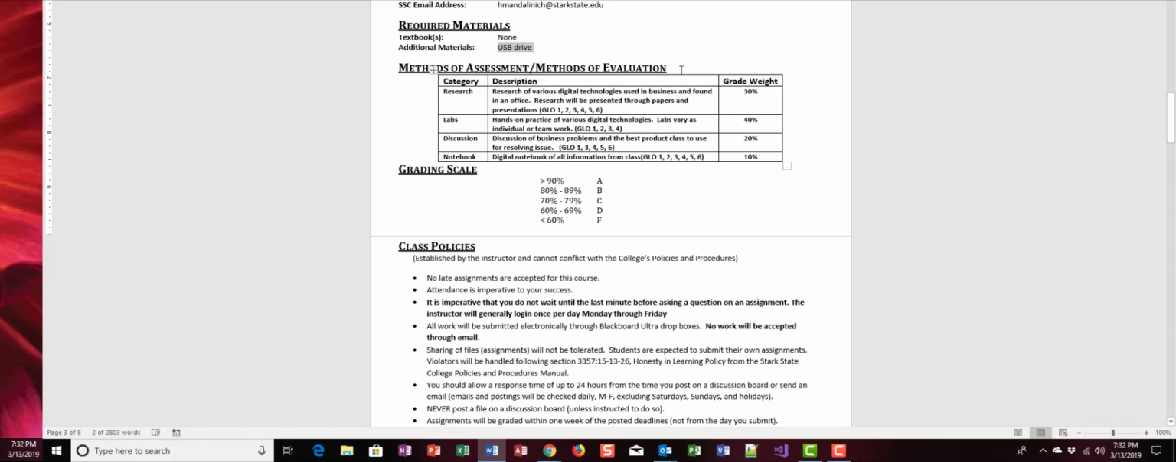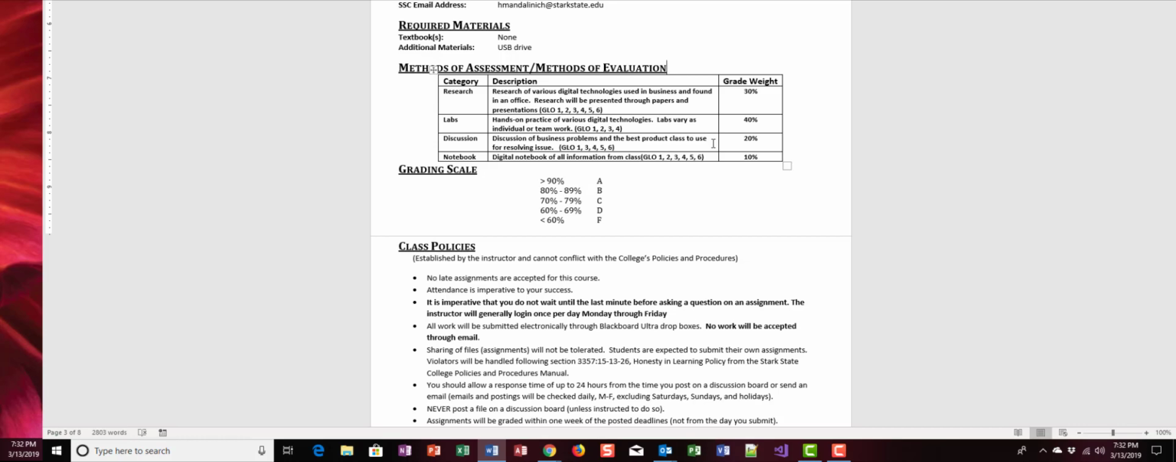So the methods of assessment and evaluation are really, we have 4 categories. So there's research, which is to research various technologies used in business, and that could be found in an office. Research will be presented through papers and presentations. More than likely, we're not going to do presentations in here. We'll see. At this point, the class does not have any presentations. It'll just be through papers.